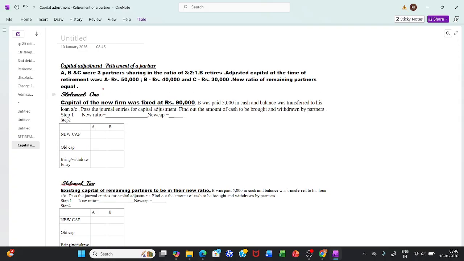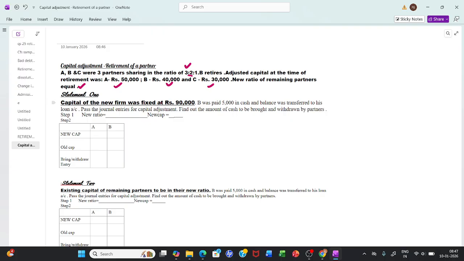You are given that A, B, C are sharing in the ratio of 3 is to 2 is to 1. This is common. B retires. Adjusted capital of A, B, and C, after giving reval, goodwill, everything, this is their capital. And they want their new ratio to be equal. These are the statements which can make the difference in capital adjustment.